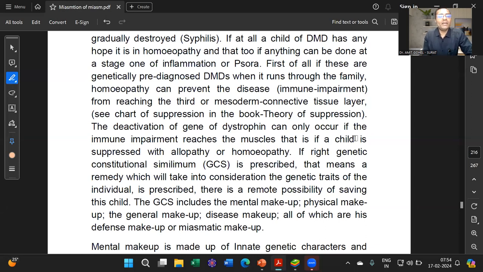If at all the child of DMD has a hope, it is in homeopathy, and that too if anything can be done at the stage of inflammation or psora. First of all, if these are genetically pre-diagnosed DMD, when it runs through the family, homeopathy can prevent the immune impairment from reaching the third, mesoderm connective tissue layer. So see the chart of suppression for this understanding. The deactivation of the gene of dystrophin can only occur if the immune impairment reaches the muscle, that is, if a child is suppressed with allopathy or homeopathy.